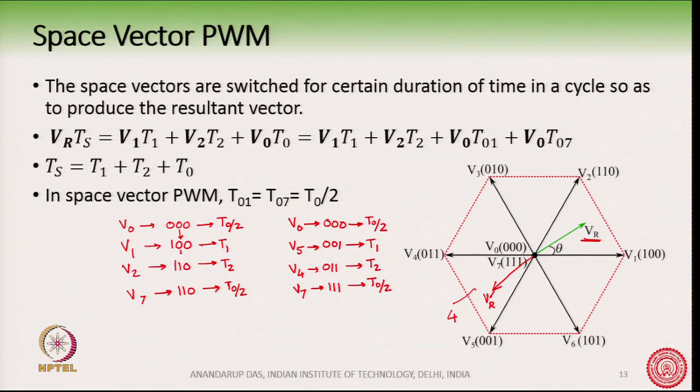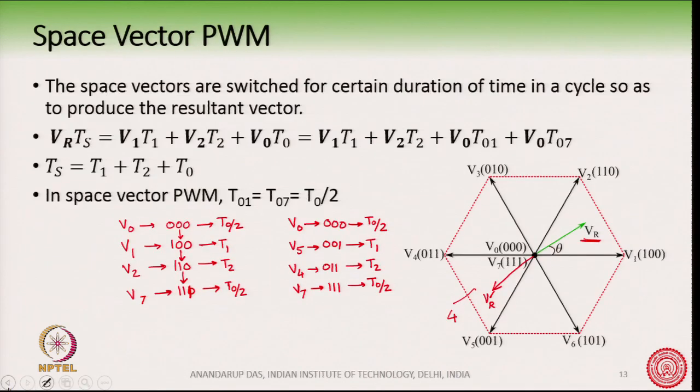Similarly, when we go from 100 to 110, or when we go from 110 to 111, we see that each time we have only one switching transition. This is always maintained in space vector PWM.